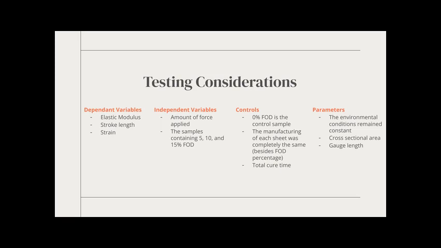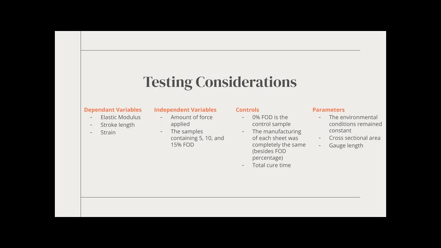Some of our controls include the 0% FOD sample. This is because data following the samples containing FOD will then be compared to the original 0% sample. This will show how FOD affects the strength compared to a pure sample. Also, the manufacturing of each sheet is controlled since all sheets are manufactured in the same method and have the same cure time.